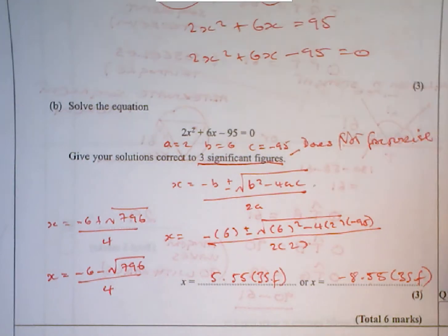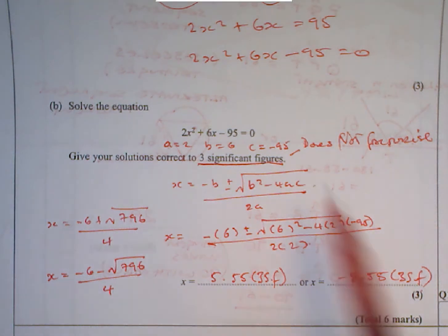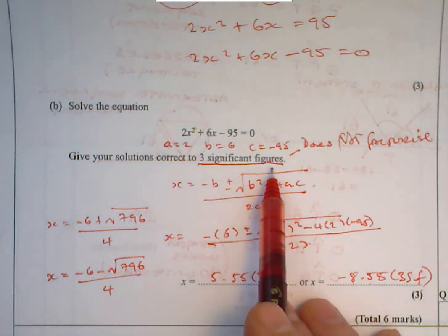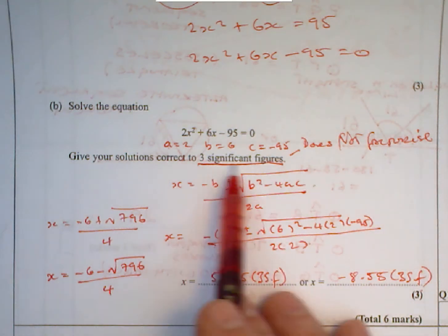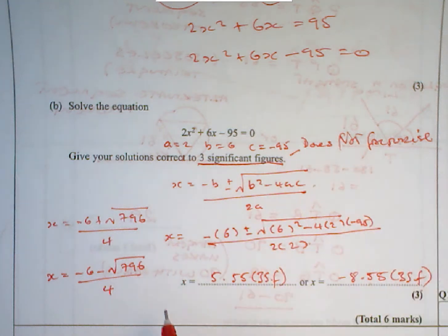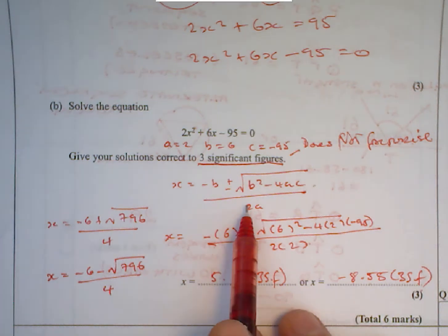But the first thing is, in order to solve this quadratic, you know that you've got to either factorize, complete the square, or use the formula. But hopefully by now you're realizing if it says 3 significant figures, you've got a really nasty answer. And if you've got a nasty answer, this thing's not factorizing, okay? So it's either completing the square or using the formula.